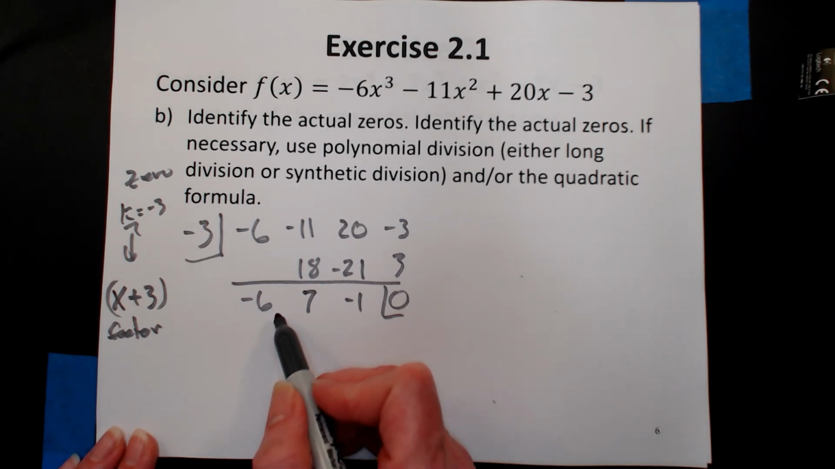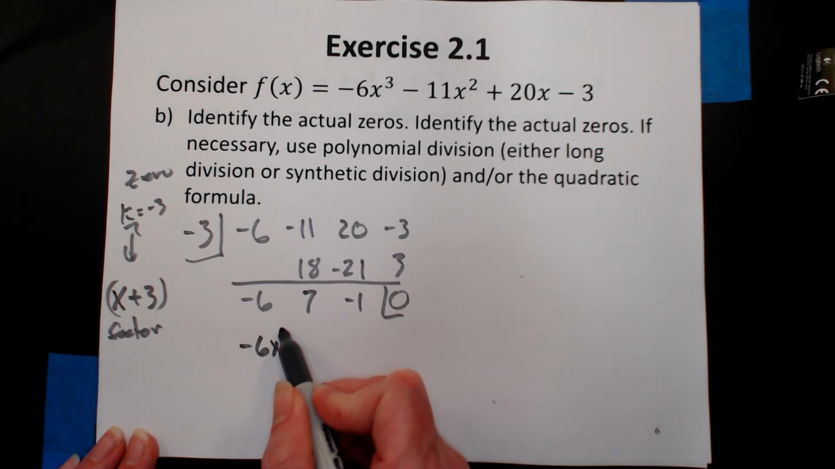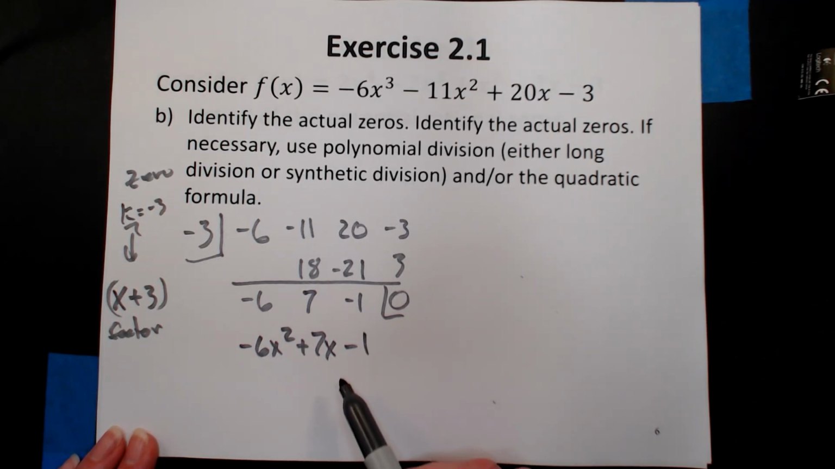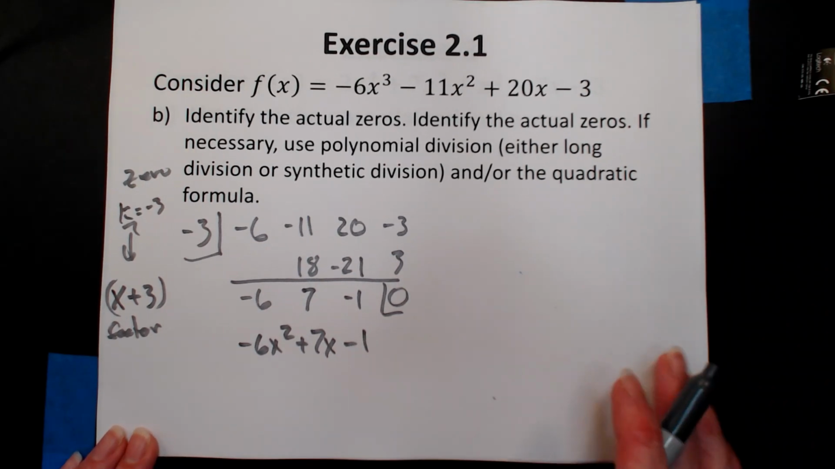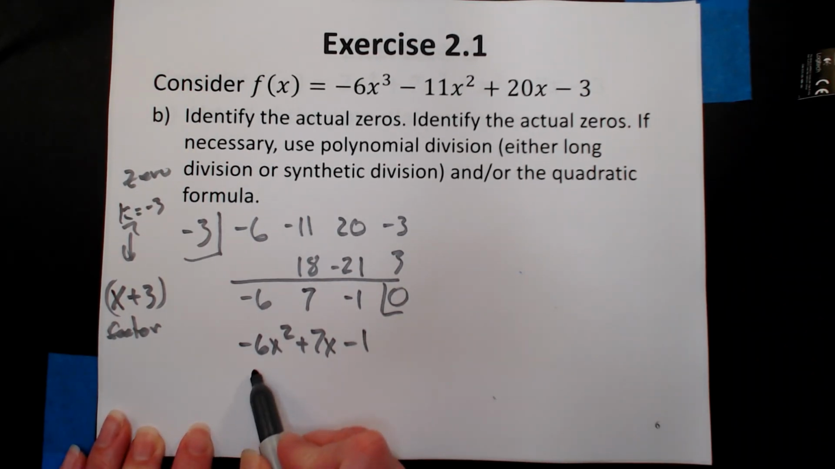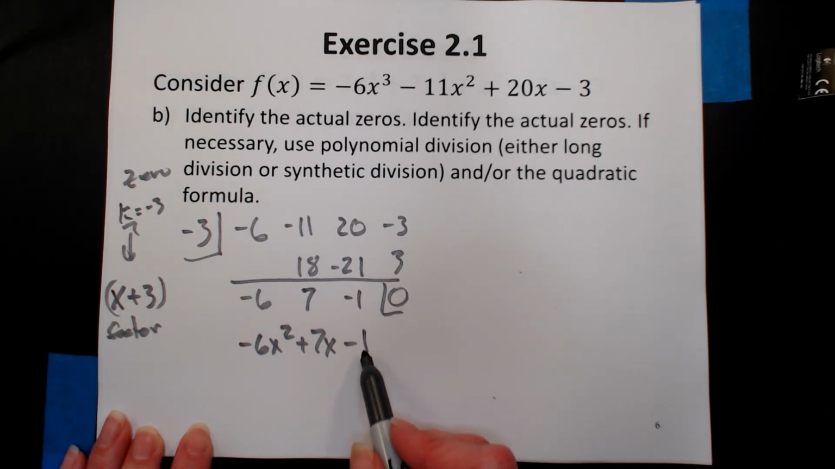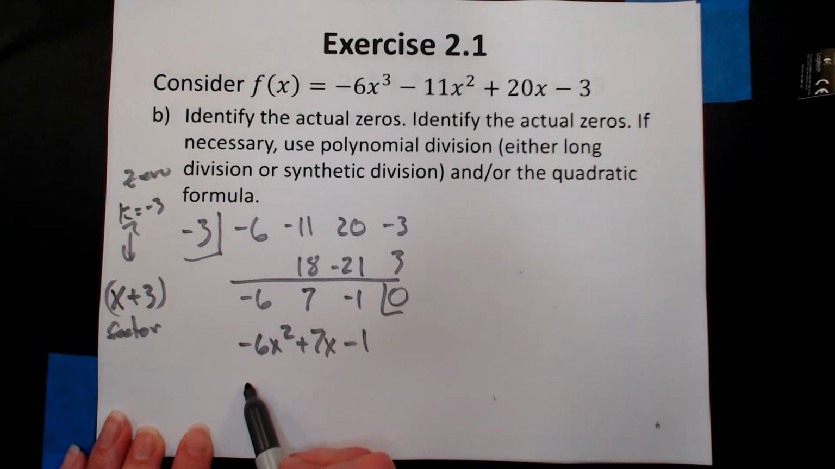Now, what we have here is negative 6x squared plus 7x minus 1. And what we could do here is synthetic division again. But since it's quadratic, we might as well just try to factor this real quick. In factoring this, is there a way I can get factors of 6 and factors of 1 to add to give me 7? So let's think about that.